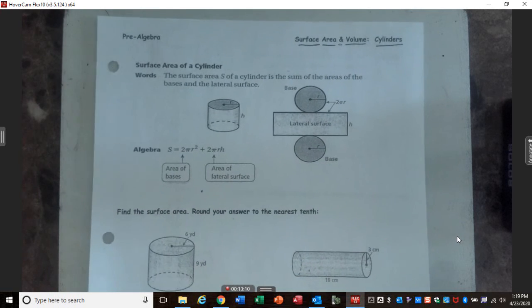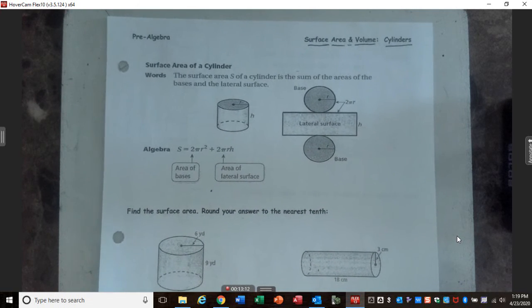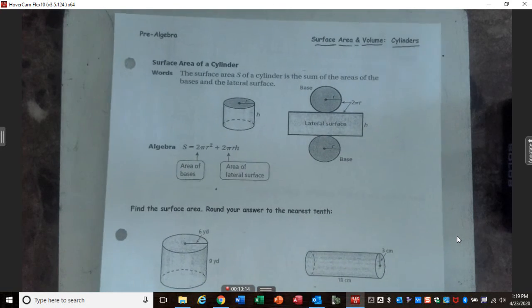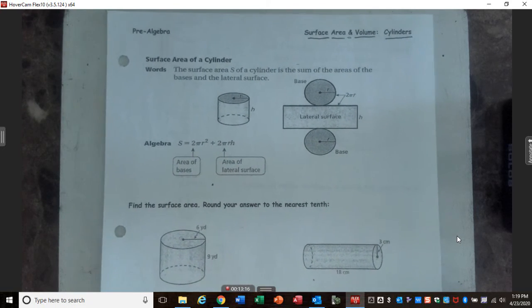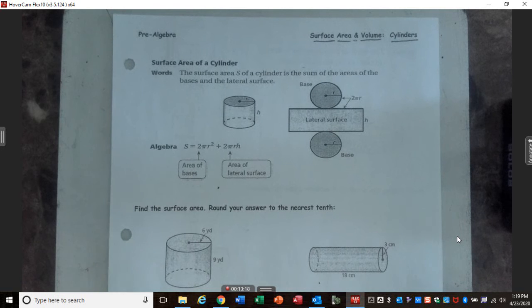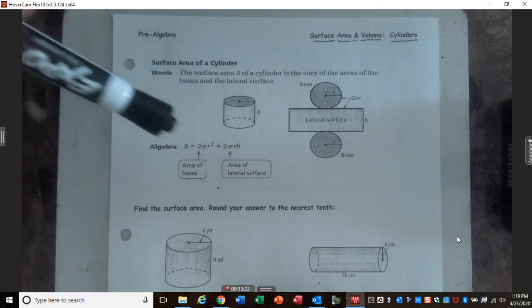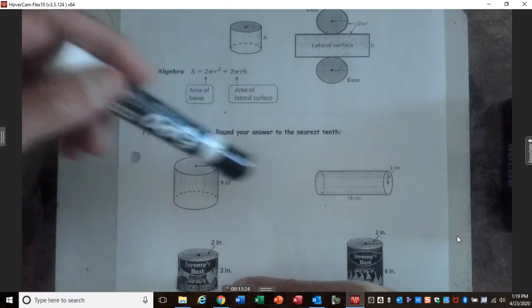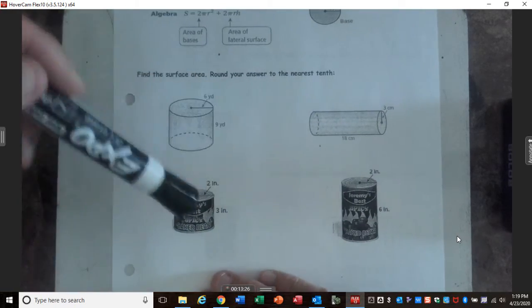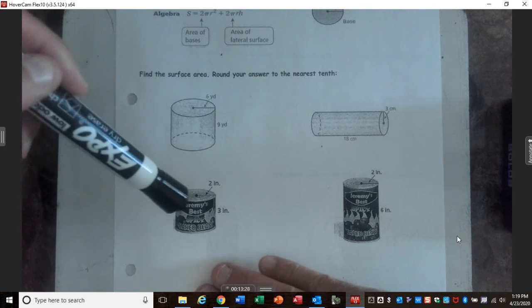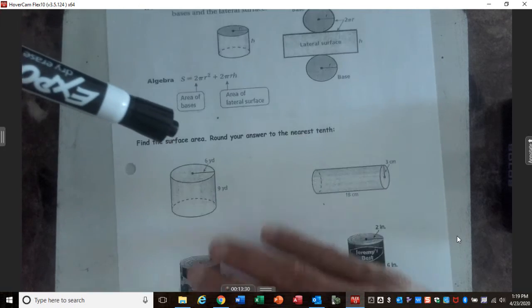Okay, cylinders. This is right off your notes, so if you don't have this in front of you now, please print this piece of paper out. This will be on Google Classroom or Blackboard. And I need to explain this to you first. The cylinder, by the way, is just a can of soda. Bottled water, cylinder, baked beans. You get the idea.